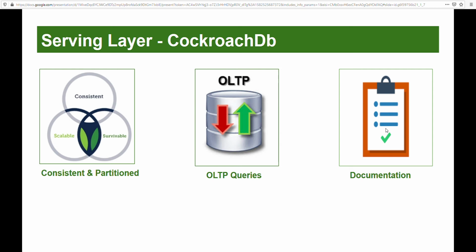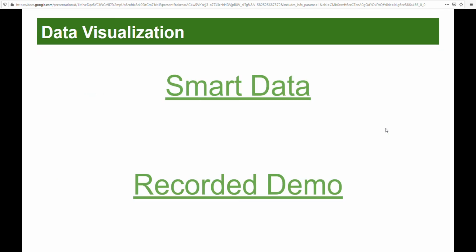I chose CockroachDB because it is one of the few relational distributed databases. On the CAP theorem, it is consistent and partitioned. The queries that will be used are most likely going to be OLTP queries. And one of the things that I found very interesting is its pretty good documentation.